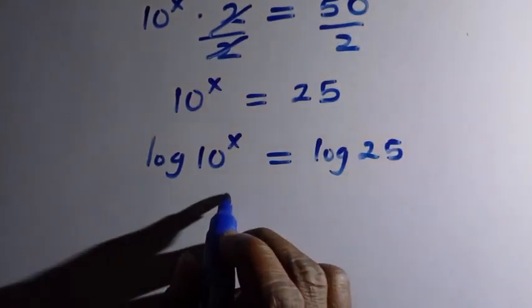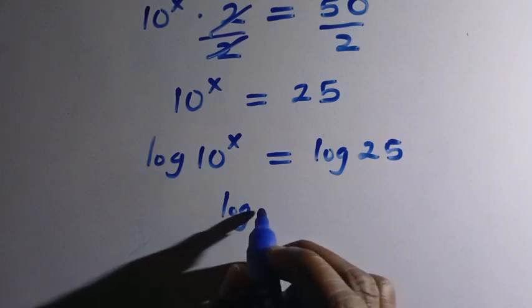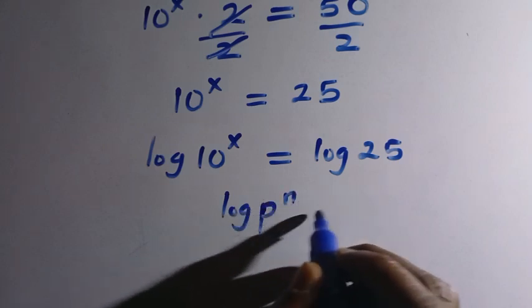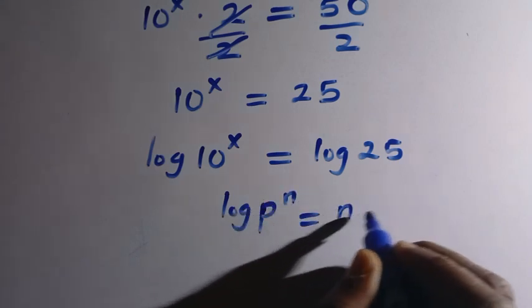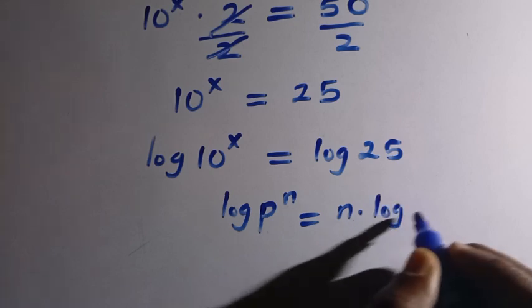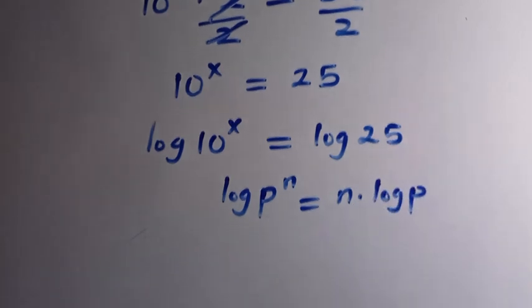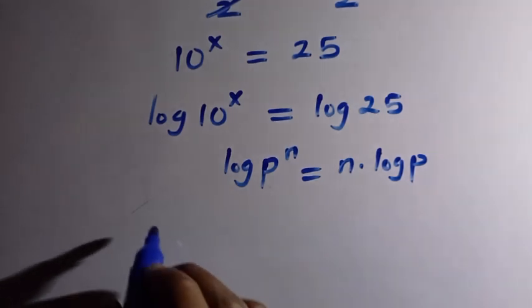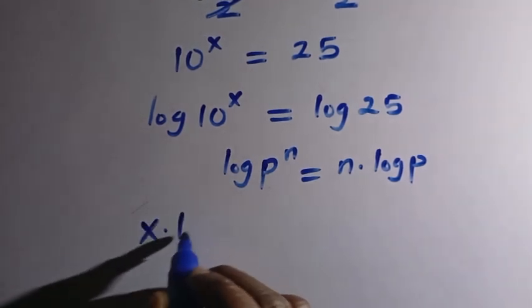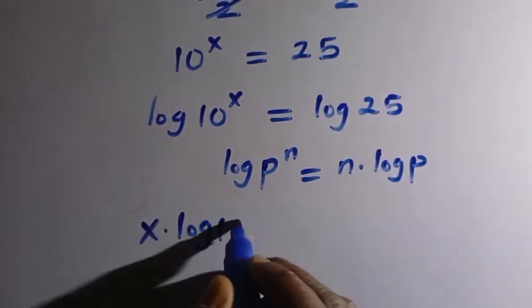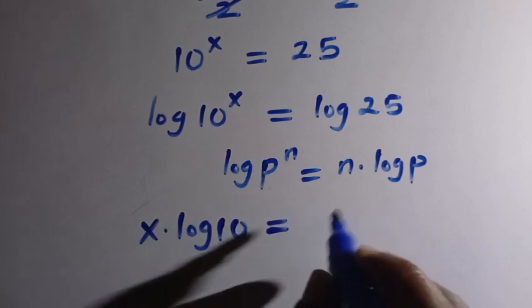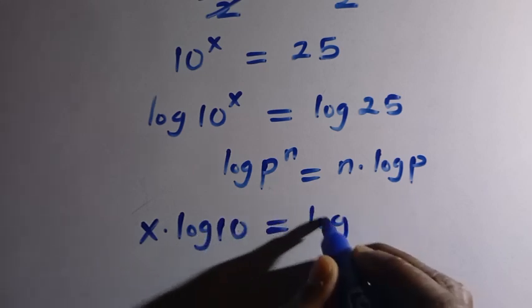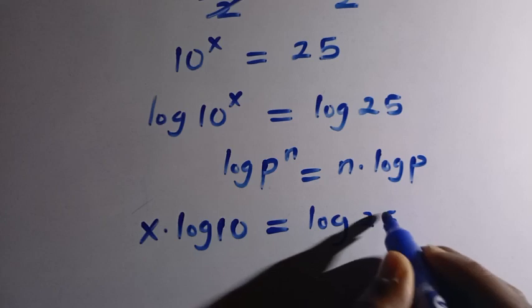And we have the rule of logarithm like this: log p raised to power n equals n multiplied by log p. So let's apply this. Then we have x multiplied by log 10 equals log 25.